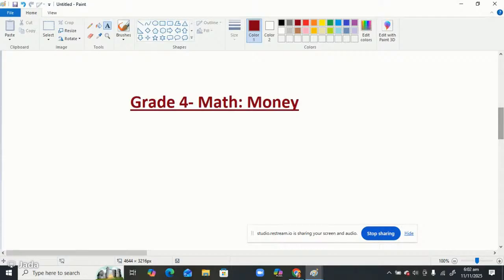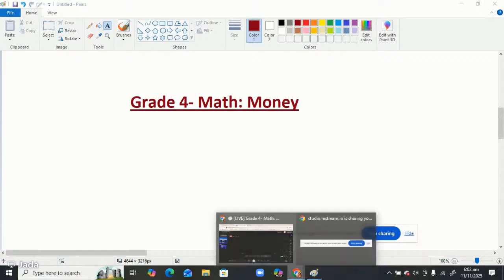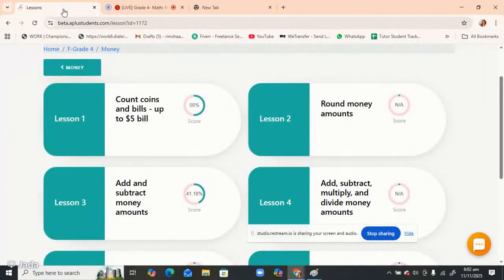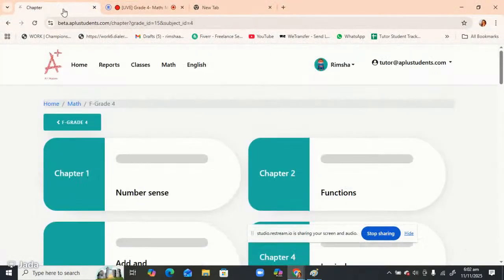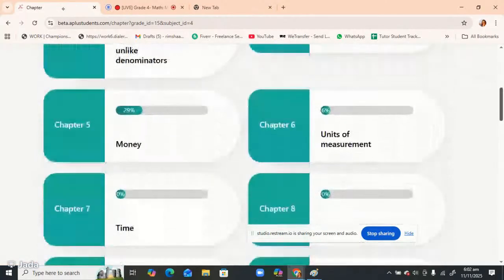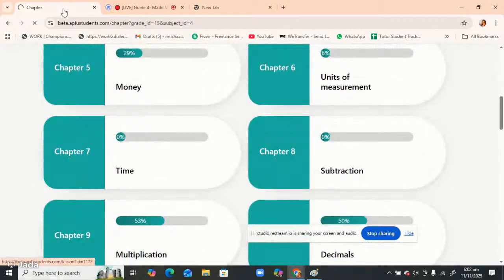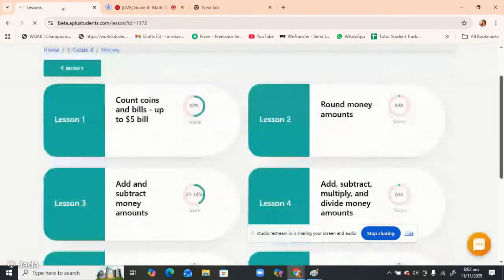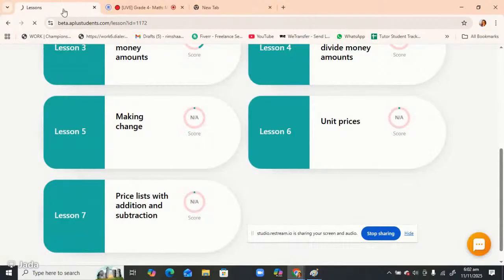And you can find all the lessons on aplusstudent.com. You have to log in using your email and the password provided by the administrator. Select maths from the subject tab, then scroll down to grade 4. And here is the list of the lessons. So we are on chapter 5, that is money, and the lesson we discuss today is making change.